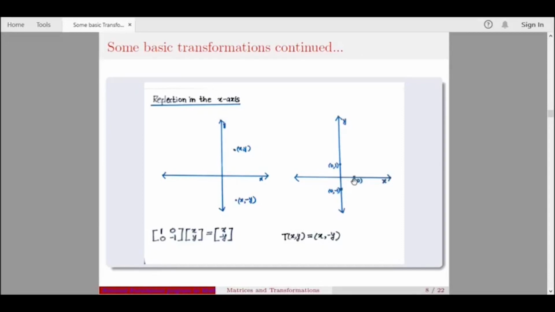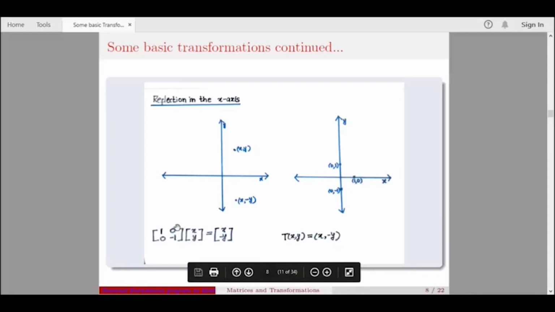So (1, 0) is mapped to (1, 0) itself, and I have written it as the first column, (1, 0). Now the second element, (0, 1). Under reflection in the x-axis, it is mapped to (0, -1). So I have written the second column as (0, -1).